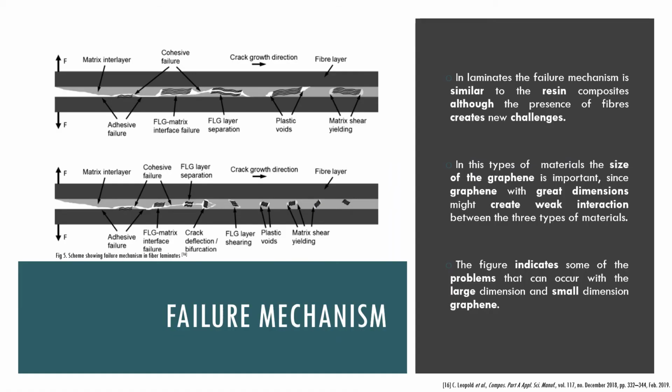In laminates, the failure mechanism is similar to the resin composites, although the presence of fibers creates new challenges. In this type of material, the size of the graphene is important, since graphene with great dimensions may create weak interactions between the three types of material. The figure indicates some of the problems that can occur with large dimension and small dimension graphene. These problems include plastic voids, crack deflection and bifurcation, and interface failure.